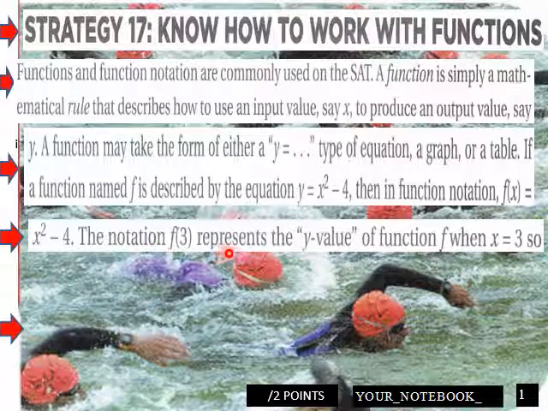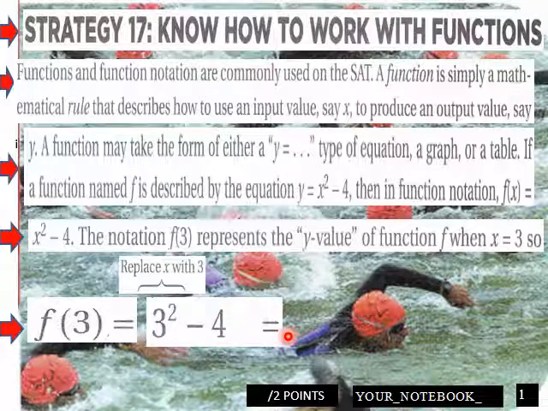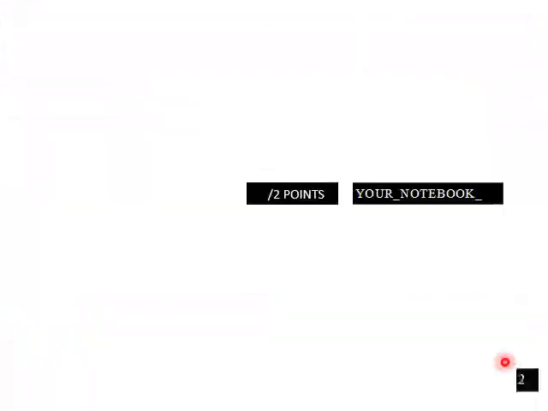The notation f of 3 represents the y value of the function, where you replace x with 3. So if you're rusty on this, I have lessons that I can assign you that will help you brush up on your function acuity. The ordered pair (3, 5) belongs to function f, so it is a point on f.